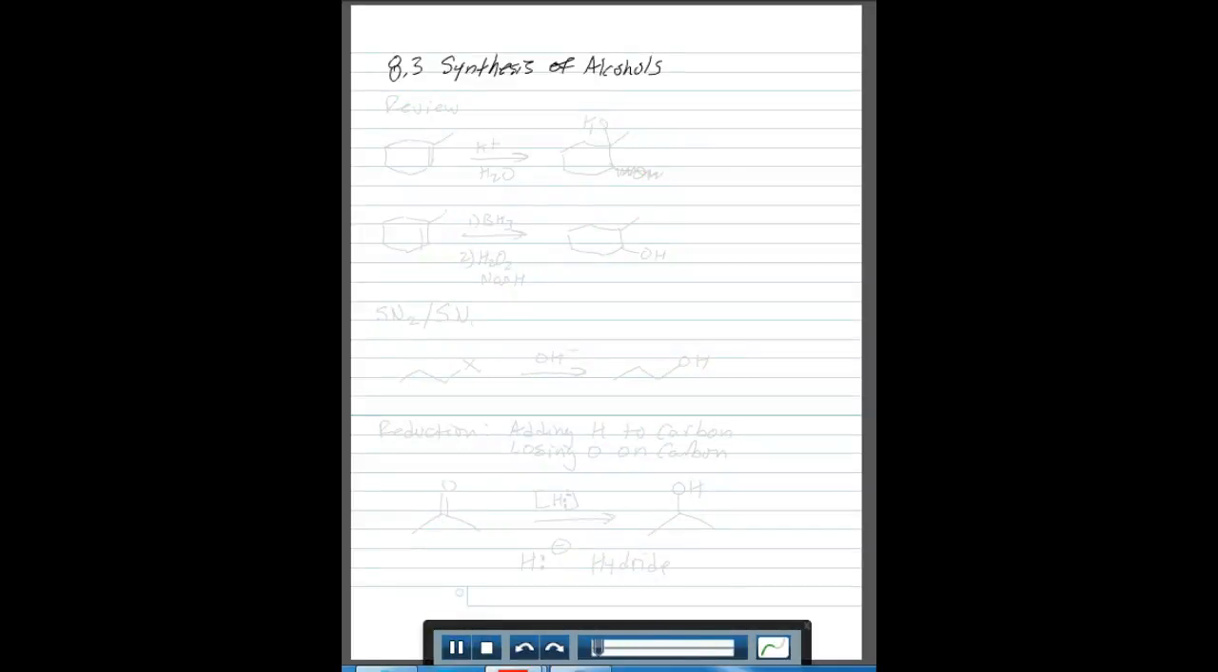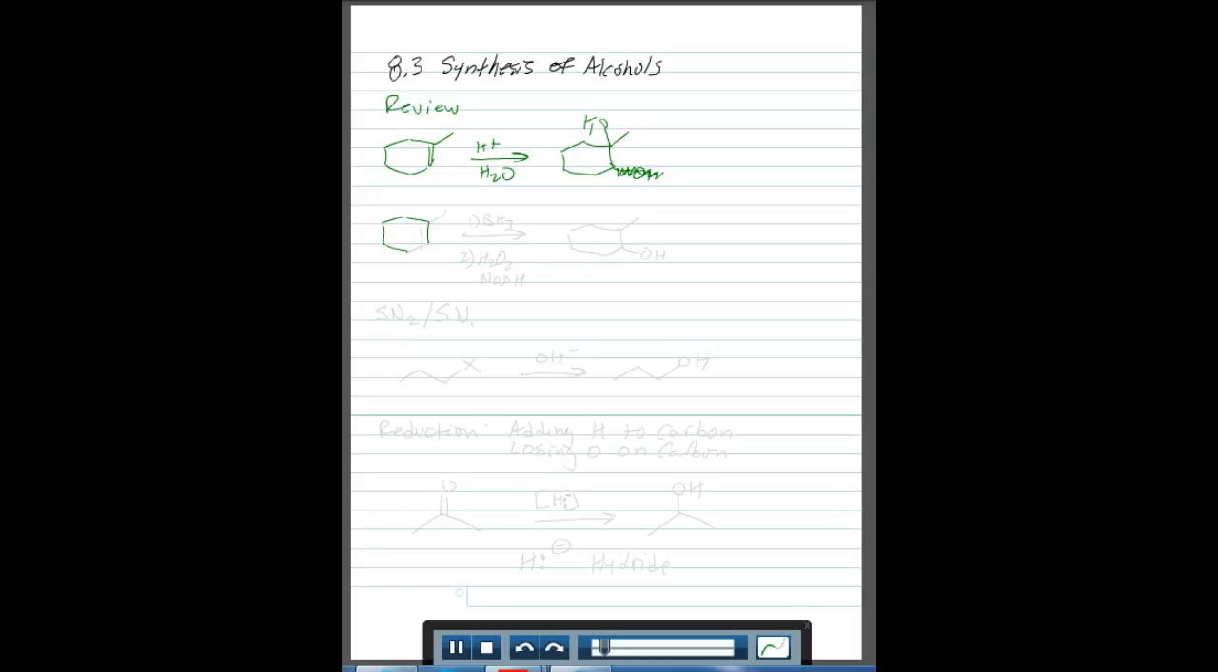All right, 8.3 is the synthesis of alcohols. We've learned two reactions already, so this is review. One is you add acid and water to a double bond and you get the Markovnikov alcohol. Oh, that is incorrect. The OH goes to the more substituted position. Sorry about that. All right, that is the Markovnikov product.